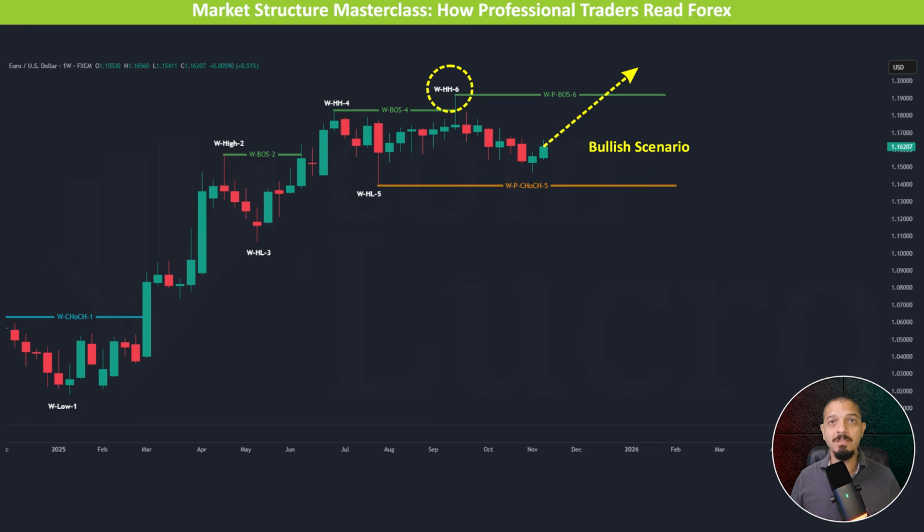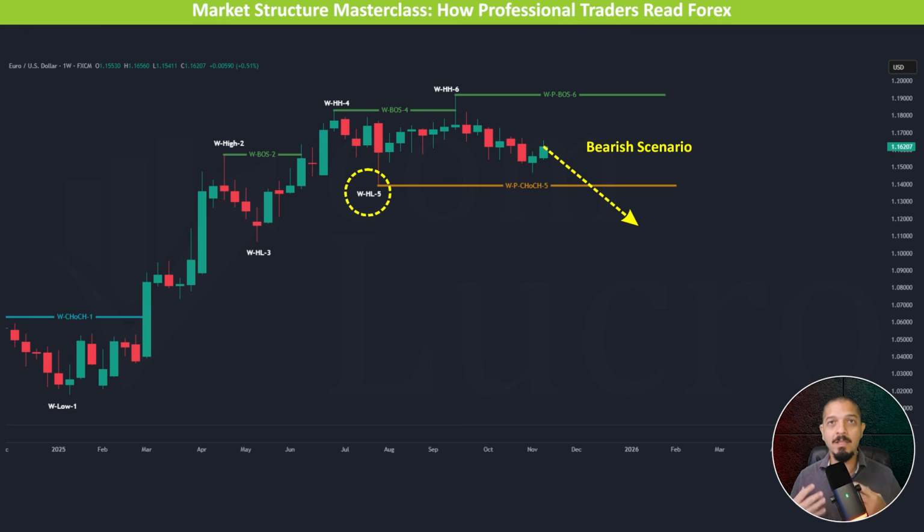This would represent the continuation of the bullish structure and the beginning of a new impulse expansion. The second scenario occurs if price breaks below weekly higher low 5. In this case, the market would confirm weekly possible change of character 5. This event would signal that the current bullish structure may be transitioning toward a bearish environment.